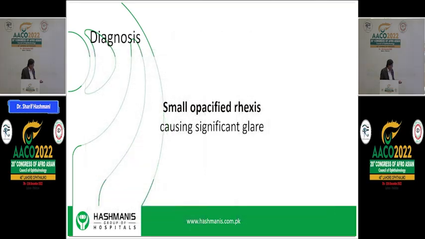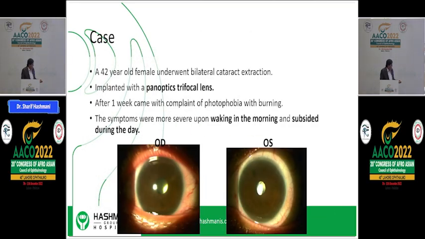The second case is this one: a 42-year-old female, a school teacher, who underwent bilateral cataract extraction. We implanted a multifocal, trifocal lens, and after a week she started complaining of severe photophobia and burning. The symptoms were more severe upon waking in the morning. This is the most important thing. The symptoms were very severe upon waking in the morning and subsided during the daytime.